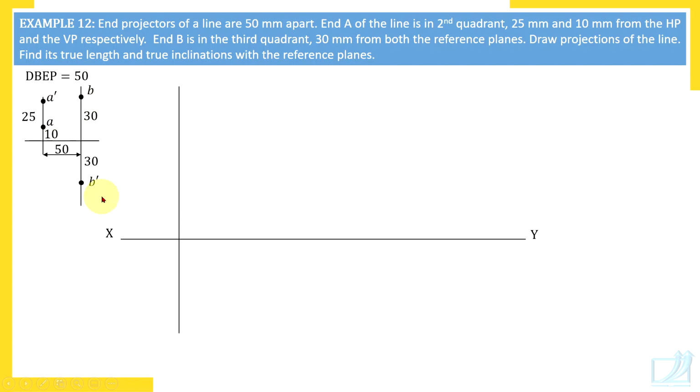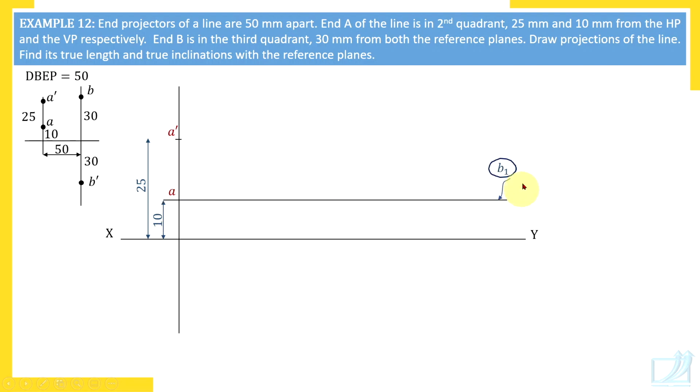When more than one point is given whose position from HP and VP is known, any one of those points should be chosen as the reference point. So we have considered A as the reference point. Let's label the reference point first. Since it is in the second quadrant, I measured 25 and 10, both distances above the XY line, to get the front view and top view of point A, both above the XY line. So point A is in the second quadrant.